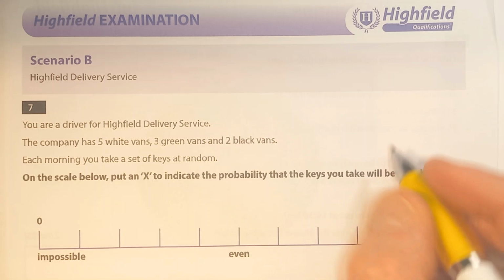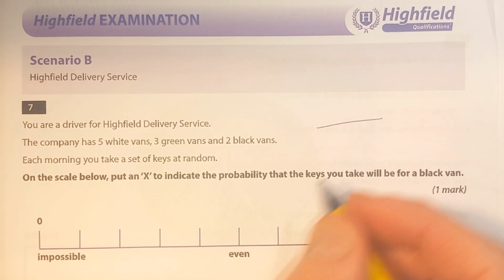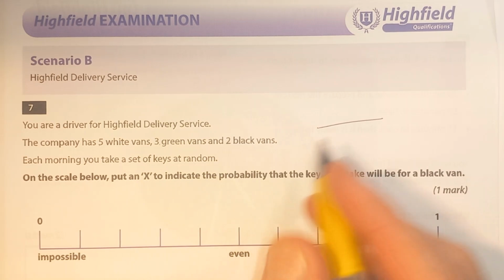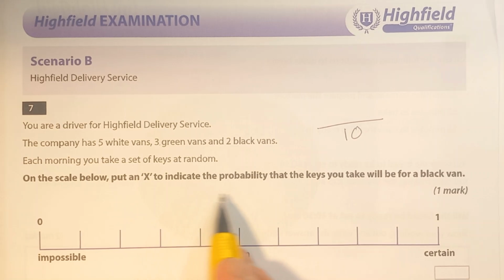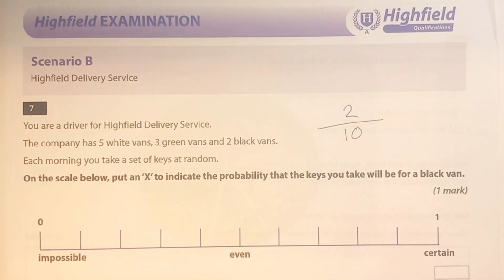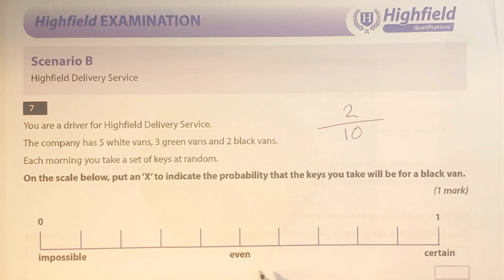Okay, well, let's work out the probability first of all. We've got how many vans altogether? 5 plus 3 is 8, plus 2 is 10. So it's a total of 10 vans. We're interested in how many are black, and we've got 2, so 2/10. Okay, well, I'm working out the actual probability because I think this makes it easier to see.